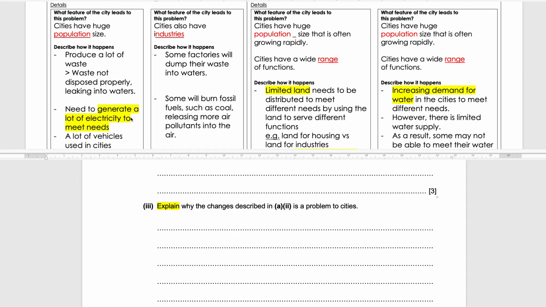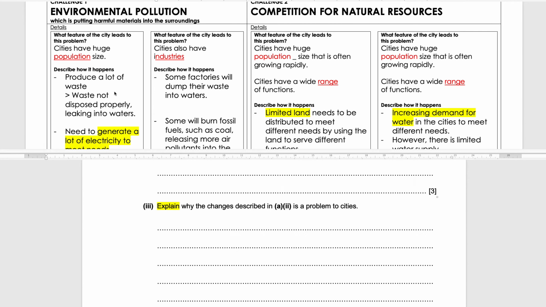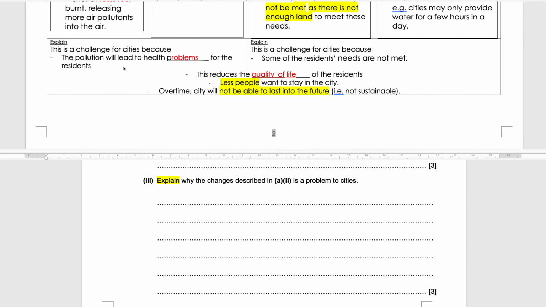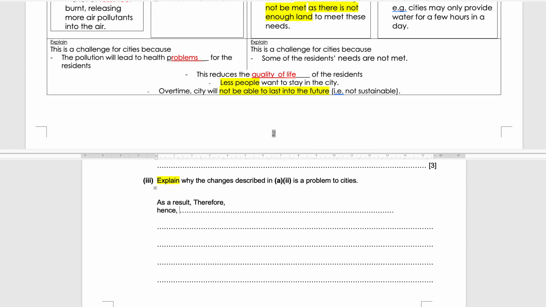So I need to explain the steps. Where is the water pollution? I need to provide 3 steps to then tell me how it is a problem. So this is the problem. It will lead to health problems, then reduce the quality of life, less people want to stay, and hence it cannot last in the future. So these are the main things you need to talk about to show me the steps. When you explain, don't forget to use linking words, for example, as a result, therefore, hence, thus, things like that to start your sentence.